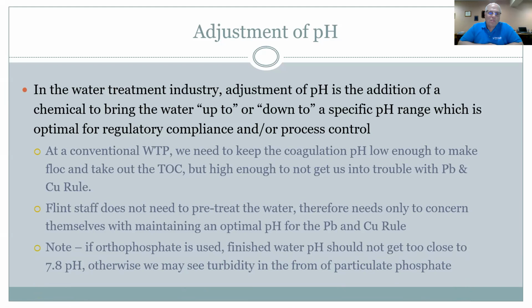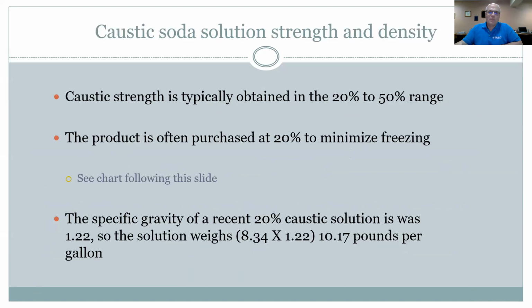I should also point out if they're using orthophosphate, which they are, of course, the finished pH should not get too close to 7.8. So they want to be somewhere around 7.4, 7.5, 7.6. So rather than adding a known dosage of caustic like you would with the orthophosphate, you want to get up to a certain range. So you're going to add enough caustic soda to get up to a certain range of pH. Then later on, you can figure out what dosage that is so you can set your feed pumps. So let's look at it this way.